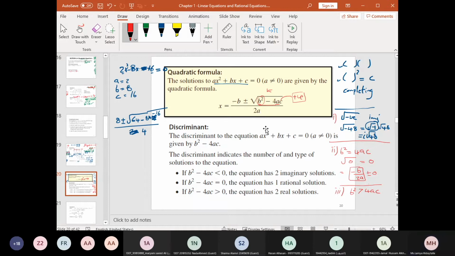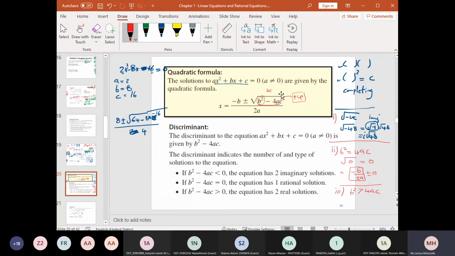The last one, the third case, is that this quantity b square is greater than 4ac. So when I subtract, I'm going to get a number that is greater than 0. Okay, so its square root I can find, and then minus b plus this number.